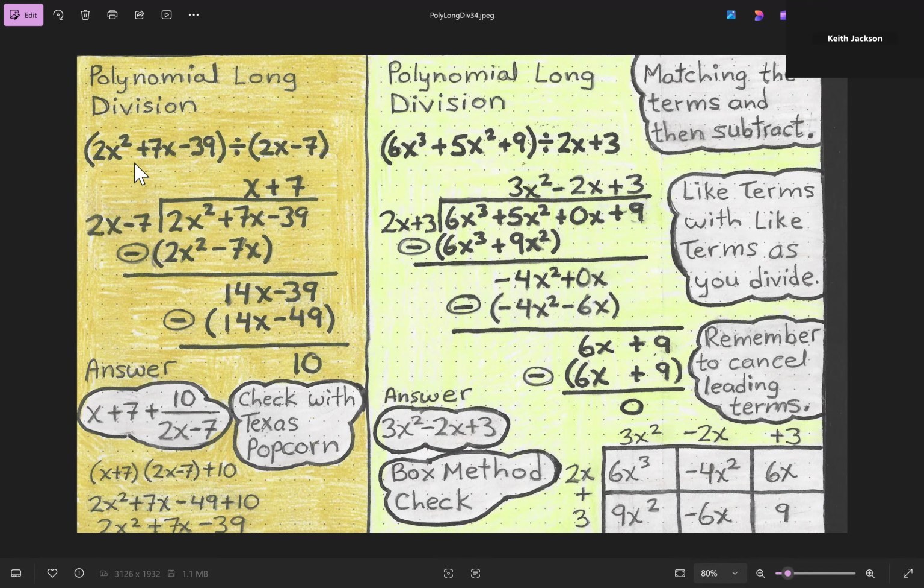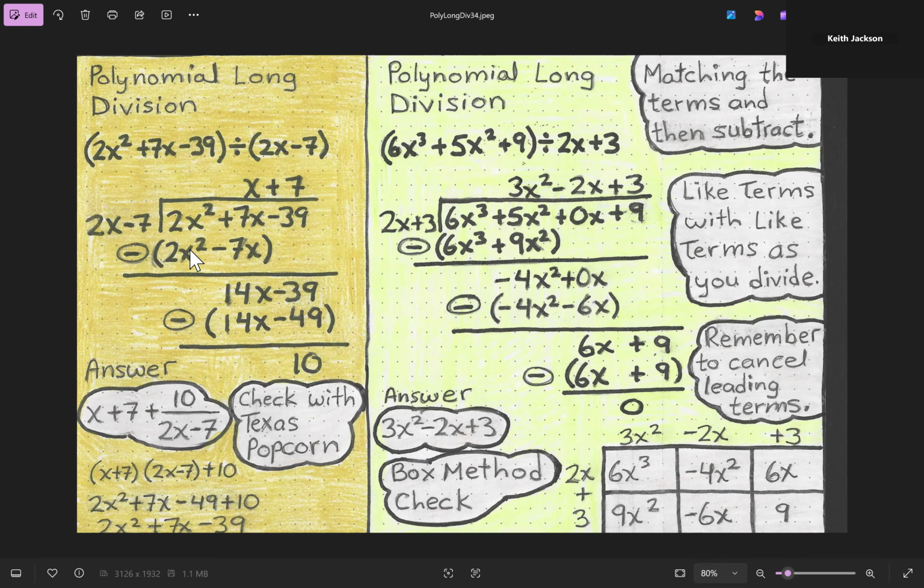quantity of 2x squared plus 7x minus 39, that quantity divided by 2x minus 7. And we're going to set it up like this, in which we're going to put the dividend inside the division box. And we're just going to divide this by 2x minus 7. And the question is, what number times this 2x will give me this 2x squared? See, all we're doing is worrying about this 2x first, and we can discover that x times 2x will give us 2x squared right here. And so we're going to put that right here.